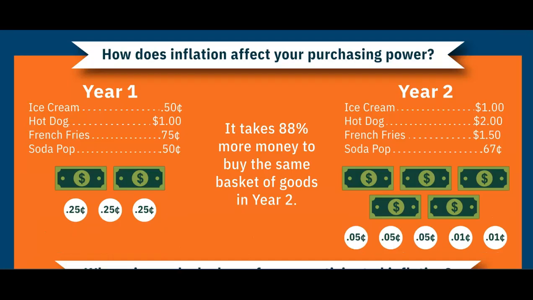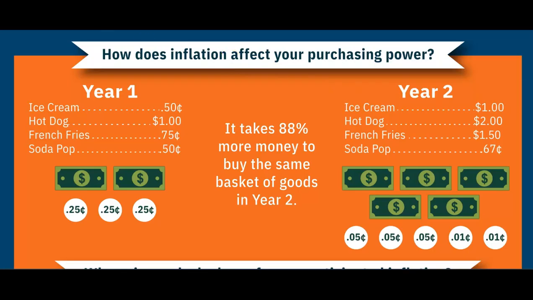And so if you take a look at this section regarding purchasing power, let's imagine that it's just year one or maybe last year. You buy these things, you buy ice cream, hot dogs, french fries, and soda. And it might just cost you a few dollars. But this year, in year two, because of inflation, it takes 88% more money to buy that exact same basket of food. And so here, your money just doesn't go as far as it did last year.